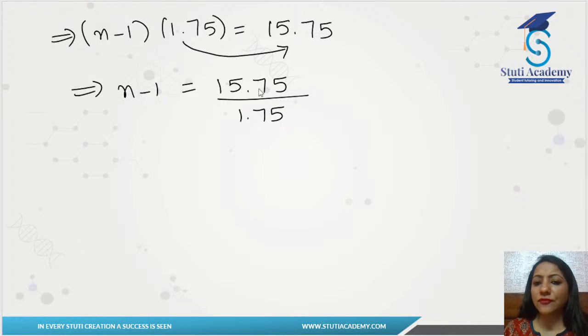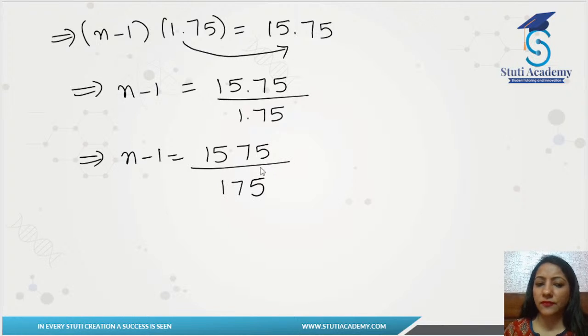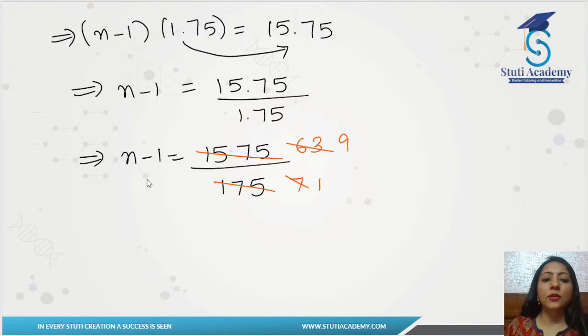Since here we have 2 digits after the decimal, here also we have 2 digits after the decimal, we can just straight away get rid of the decimal. So we have 1575 over 175. Now we are going to simplify this. We can cancel out both numerator and denominator by 25. So this will go 7 times and this is going to go 63 times. And 63 and 7, as we know, 7 into 9 will give us 63. That's why we've cancelled this 7 one time and 63 nine times.